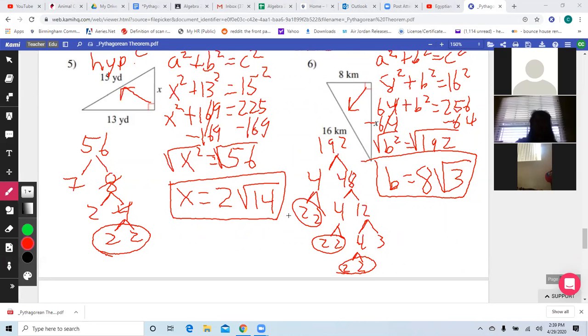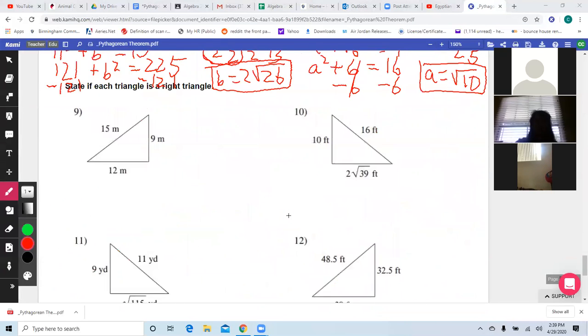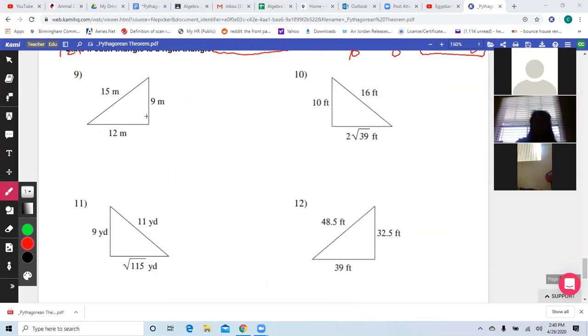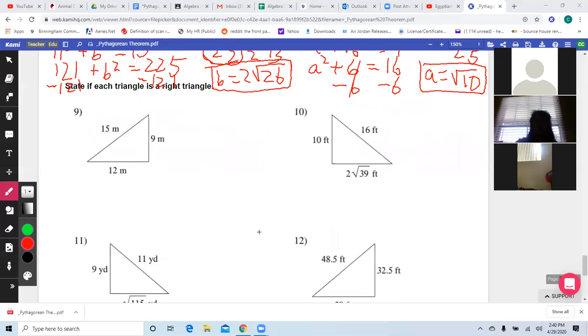Okay, so let's move on to the last type of question you'll get on your assignment. State if the triangle is a right triangle, and remember, the idea is if Pythagorean theorem works, it's a right triangle. If it doesn't work, it's not a right triangle. And I don't want you to see this and say these are all right triangles because they all look like right triangles. They just made it look like right triangles when not all of these are going to be a right triangle.